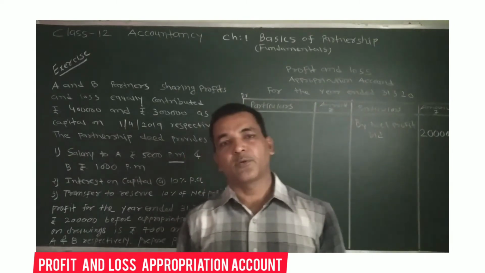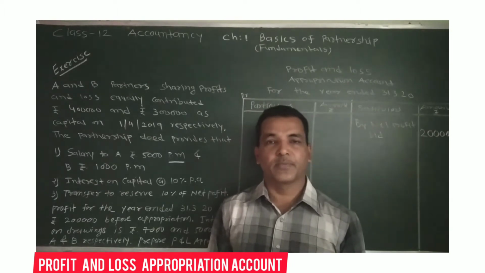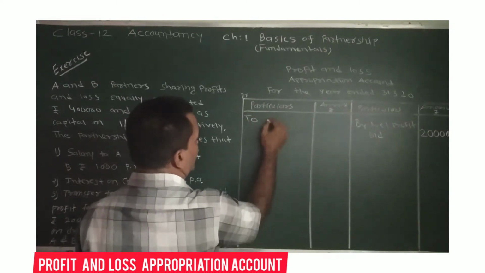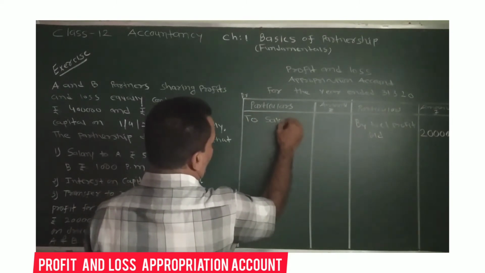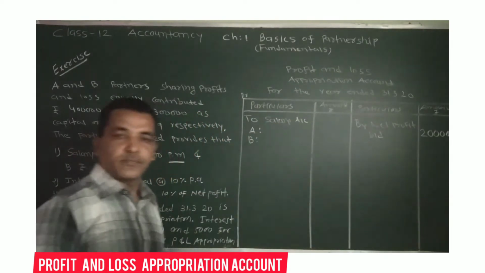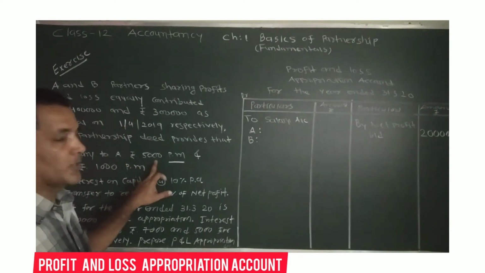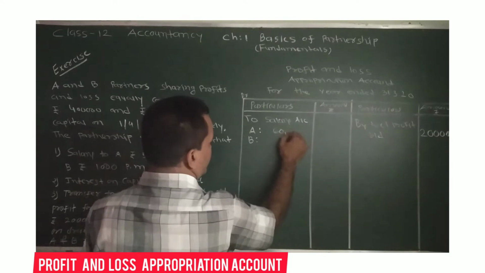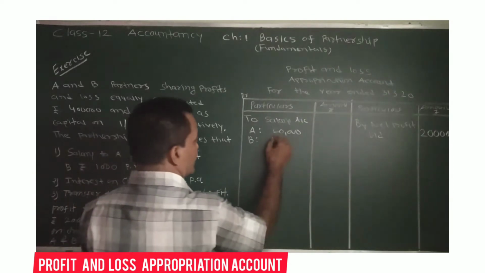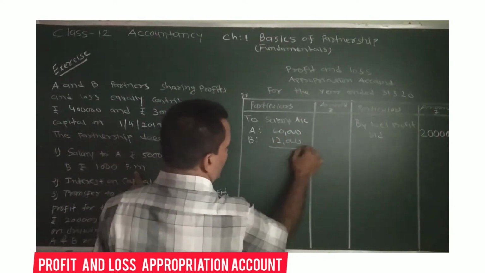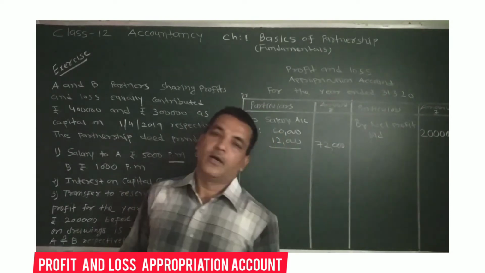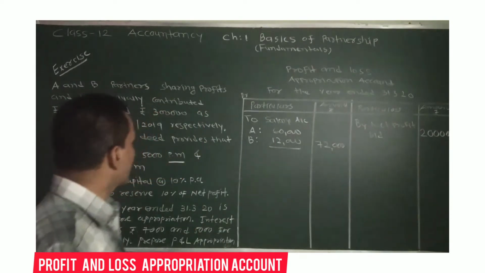Now salary given to partner, we record in the partner's appropriation account, debit side. So on the debit side you will write salary account. Individually we can write A and B. Mr. A 5,000 into 12, so 60,000, and Mr. B 1,000 into 12, so 12,000. So 72,000 rupees salary we will write in the appropriation account debit side.